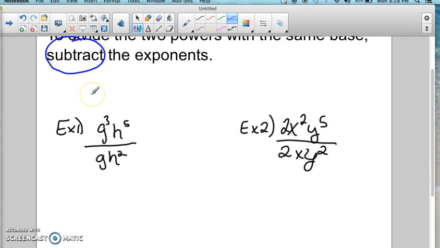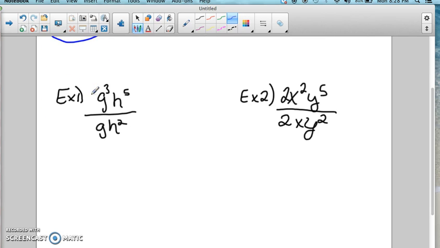I'm going to first show you why we subtract, and then I want you to understand that you can just subtract every time instead of having to do the long way. So looking at example 1 here, I would expand it all out. So g cubed really means g times g times g. And h to the fifth really means h times h times h times h times h, 5 times. Okay, and then g, I'm going to bring down here. Just have one g at the bottom, and then I have h squared, which is h times h.